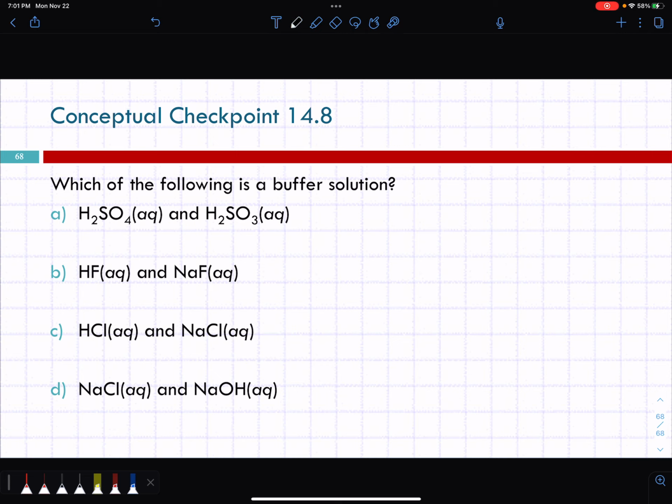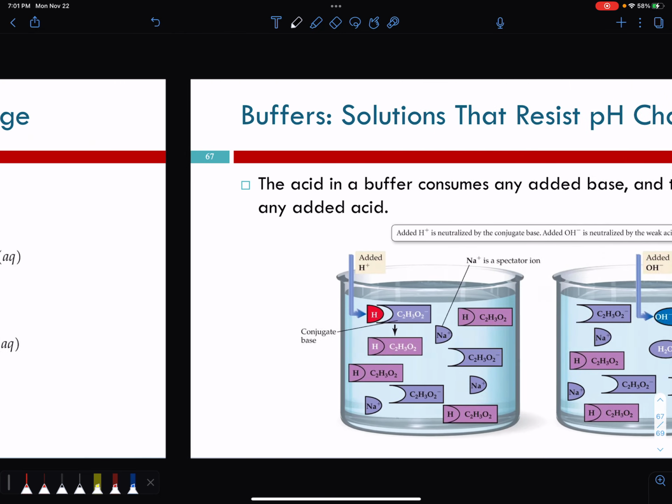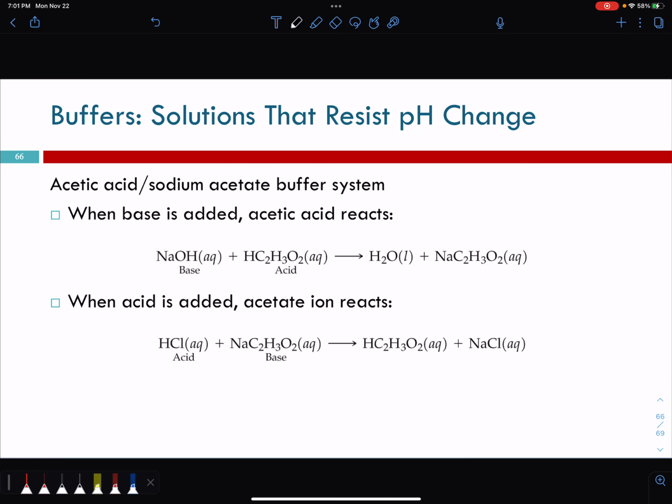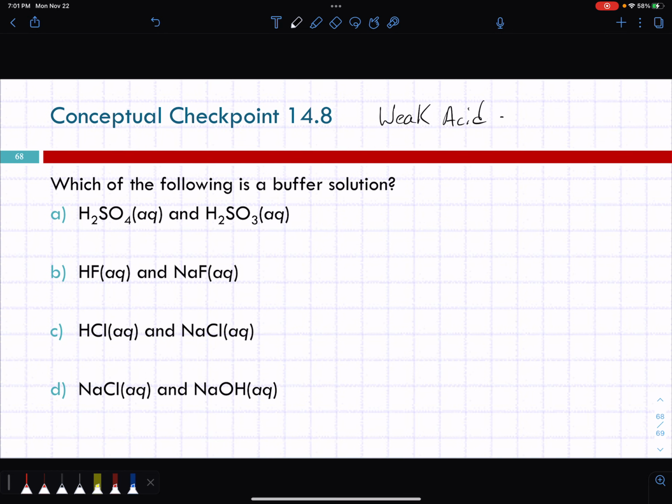So the key for a buffer system is that you have a weak acid plus its conjugate base.